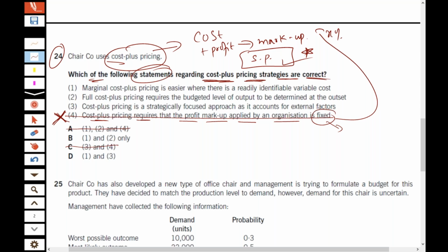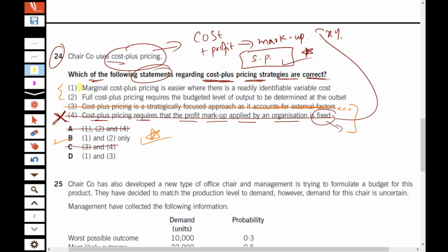Number 3, cost plus pricing is a strategically focused approach as it accounts for external factors. No, it is up to you. External factors are not considered for your profit markup. So the correct option is 1 and 2, which is option B.